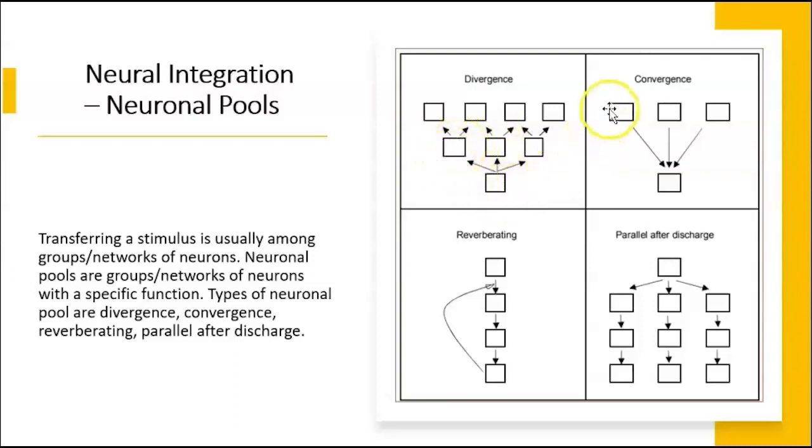Converging, for example, these are the nerves that are going to help you move your diaphragm. When you inhale, these nerves are going to help you inhale and you move your diaphragm. But in order to exhale, you use these other nerves, and that's going to help you move your diaphragm. Reverberating, using the same example of inhaling and exhaling. This one is inhale, exhale. Inhale, exhale. You need to go back in order to trigger this process again. So that's why it's called reverberating.